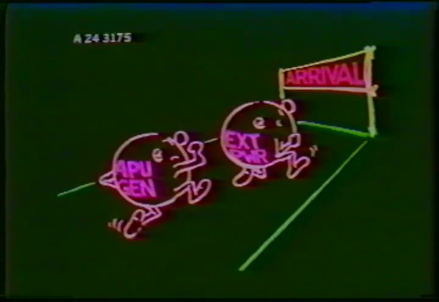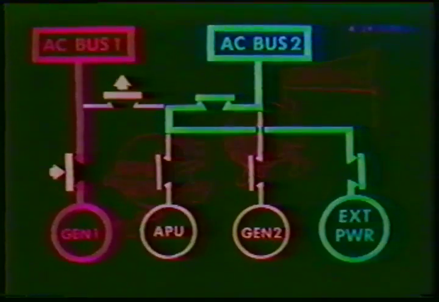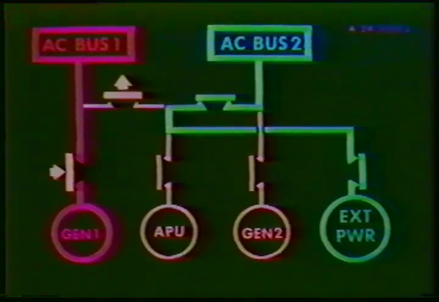When both the APU generator and the external power unit are available, the first one established will have priority. However, when an engine-driven generator is available, it will have priority for its respective AC load bus, and the transfer logic system will do the necessary switching automatically.